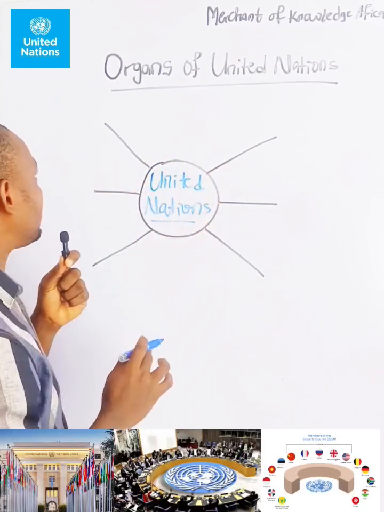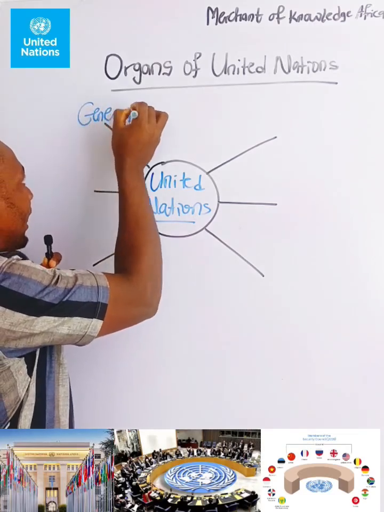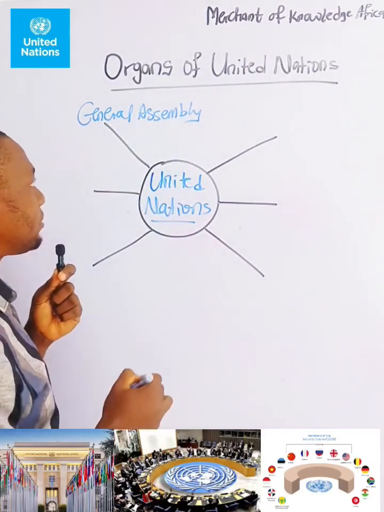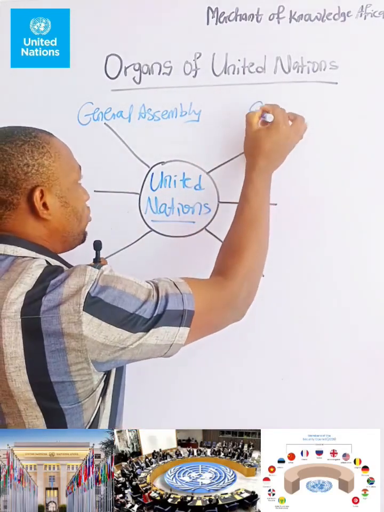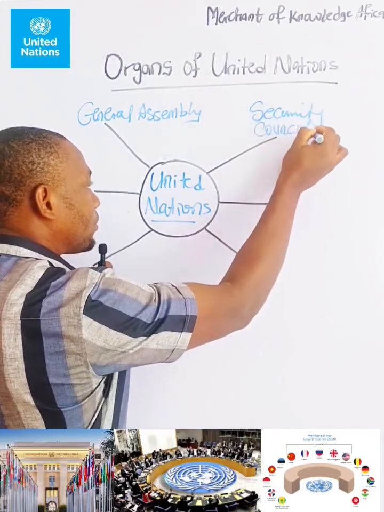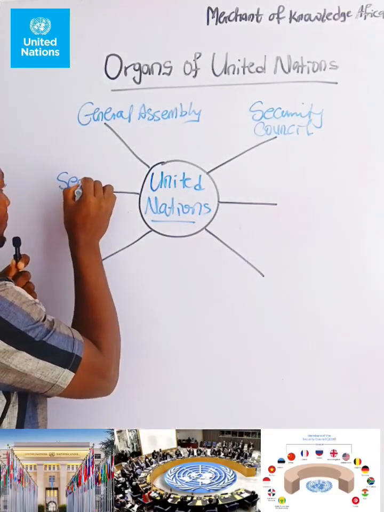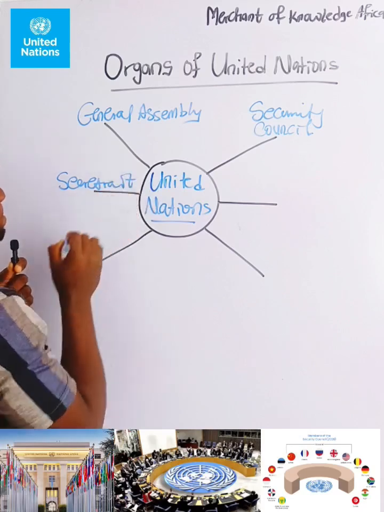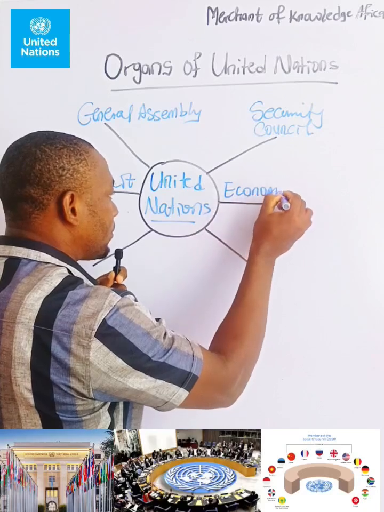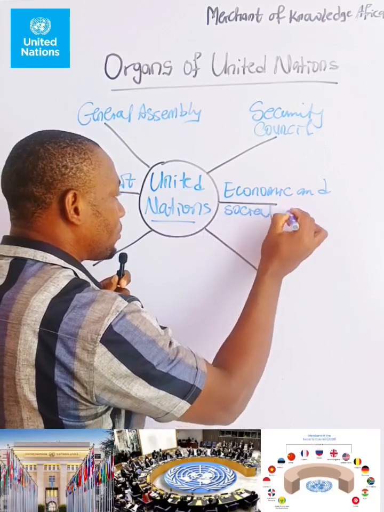Let's consider the organs. Number one, we have the General Assembly. All right. Number two, we have the Security Council. All right. Number three, we have the Secretariat. Number four, we have Economic and Social Council.